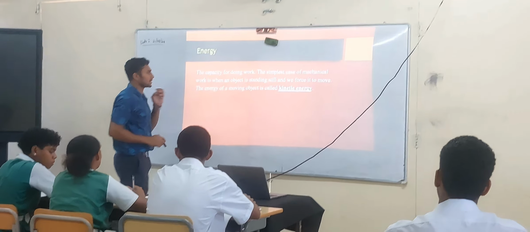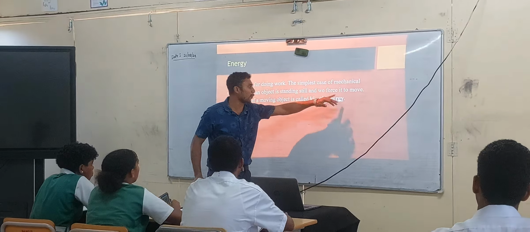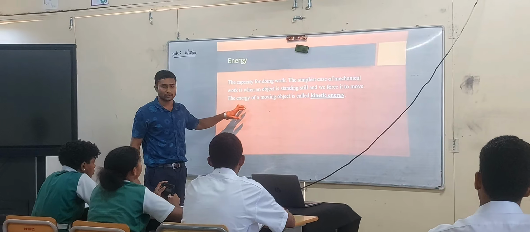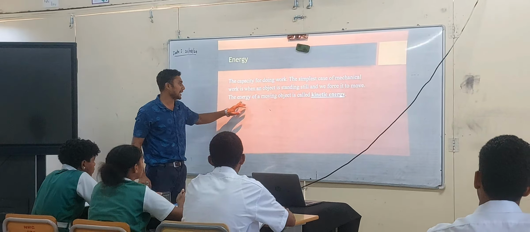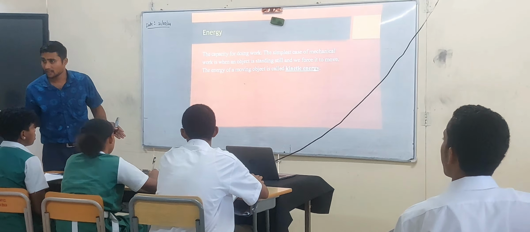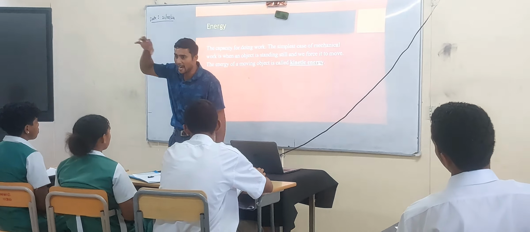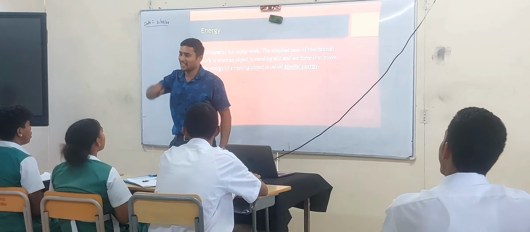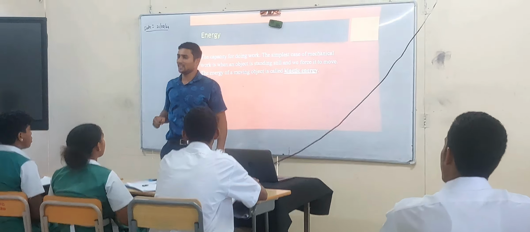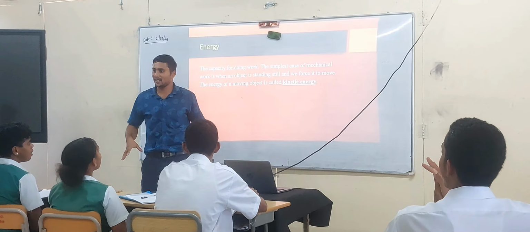The simplest case of mechanical work is when an object is standing still and we force it to move. The energy of a moving object is called kinetic energy. That means if something is moving, it has kinetic energy. And if any object is at a particular height, it has potential energy. And if an object is moving at a certain height, it has mechanical energy.